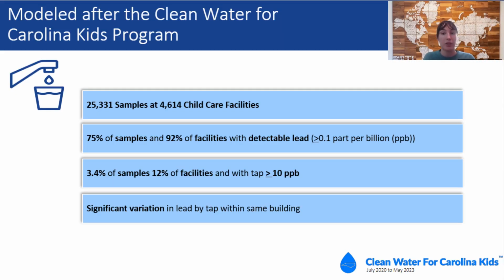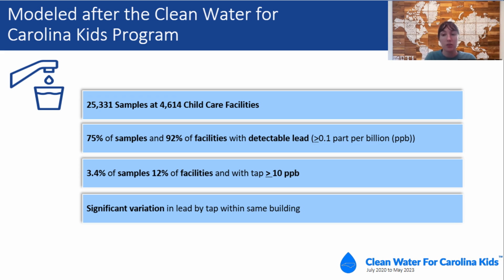The Clean Classrooms for Carolina Kids program is an expansion of the Clean Water for Carolina Kids program. Since July of 2020, we've worked with childcare centers and family childcare homes to identify and eliminate lead in drinking and cooking water throughout North Carolina. To date, we have enrolled over 4,700 childcare facilities and tested over 25,000 samples. Detectable lead was found in 92% of facilities and was above the state action level in at least 1 tap at 12% of childcare facilities.